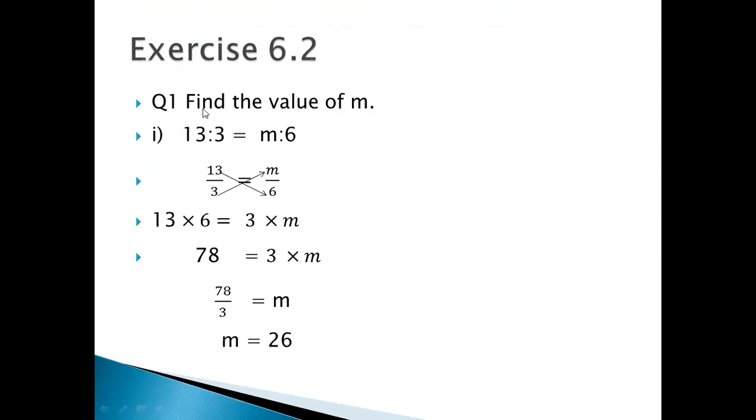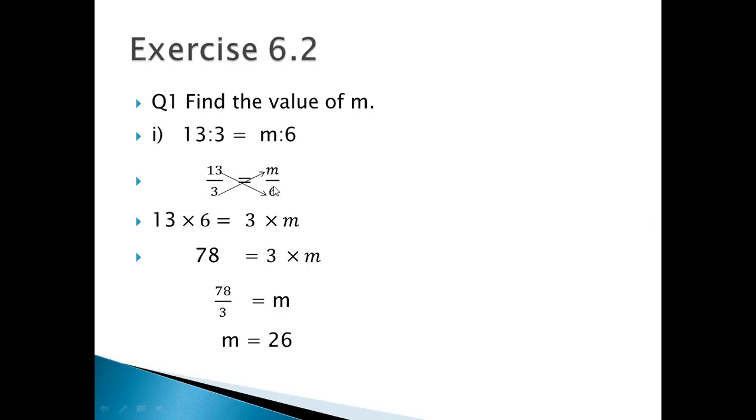If you look at question number 1, you are given: find the value of m. The left-hand side is given as 13:3 equal to m:6. You know that if any value is given in the form of a ratio, you can write it in the form of a fraction. When you write it as a fraction, the first value will come in the numerator and the second value in the denominator. So 13/3 equals m/6.